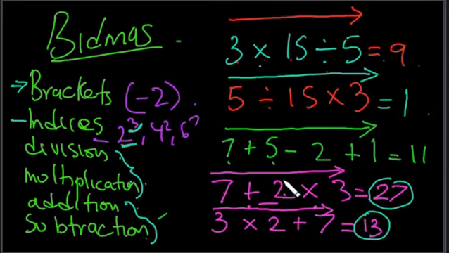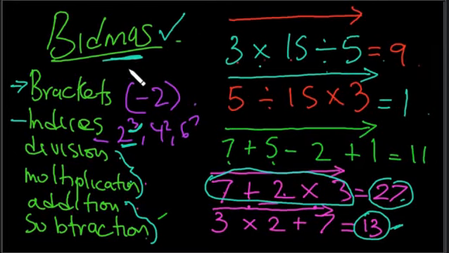So it would be quite cool for you to try if you was to just put this calculation, this expression here into your calculator, say 7 plus 2 times 3, and see what answer it gives you. Will it give you 27 or will it give you 13? If it gives you 13, then you can be assured that your calculator is programmed according to the law of BIDMAS.